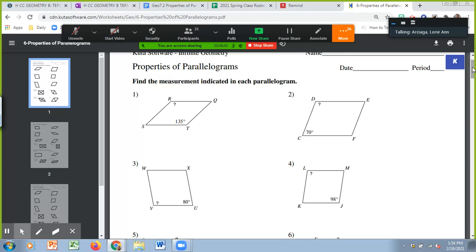Okay, let's do a fast answer. Don't look at the answers yet. Don't scroll down yet. Let's see how much you guys remember. Okay, number 1. What should be your answer?